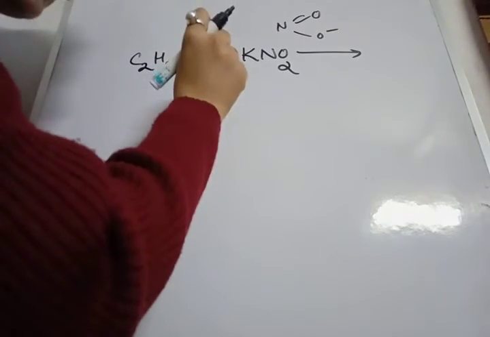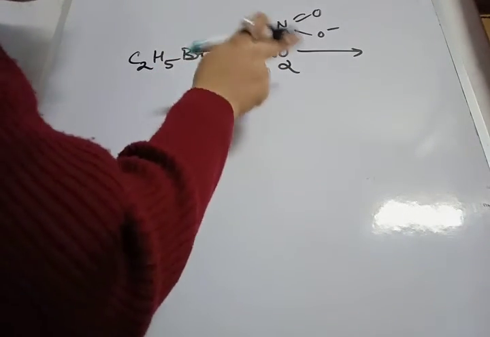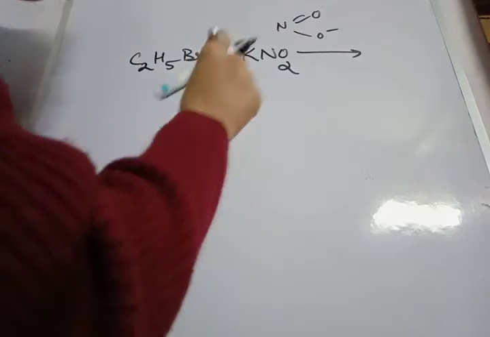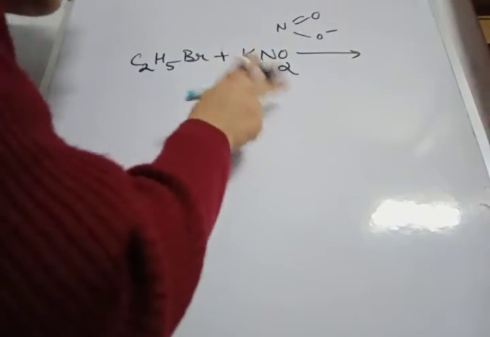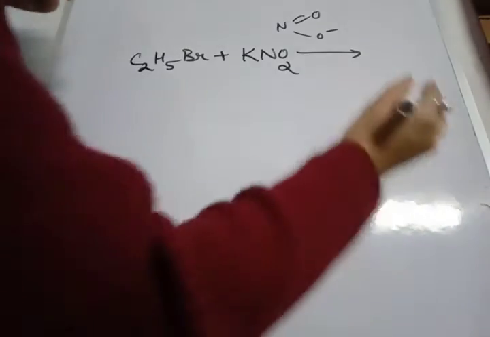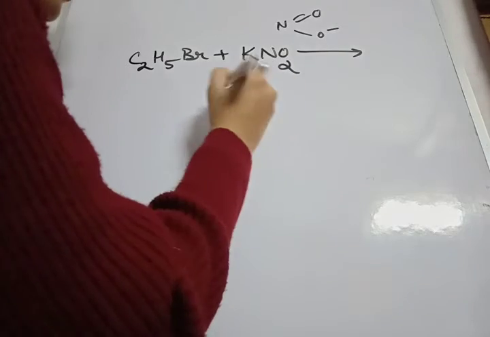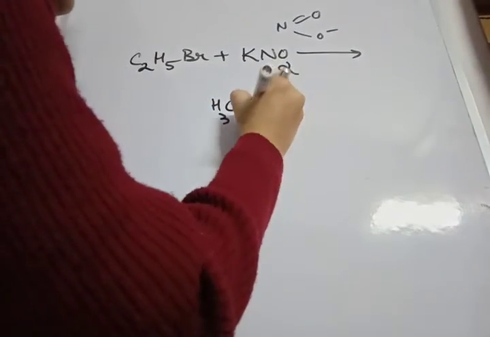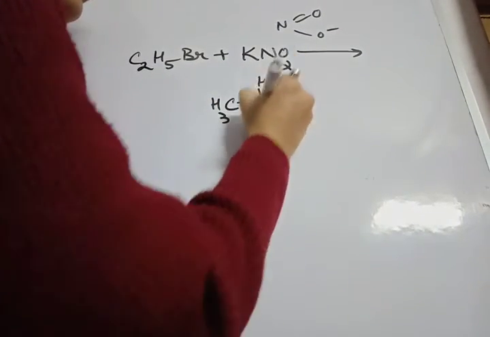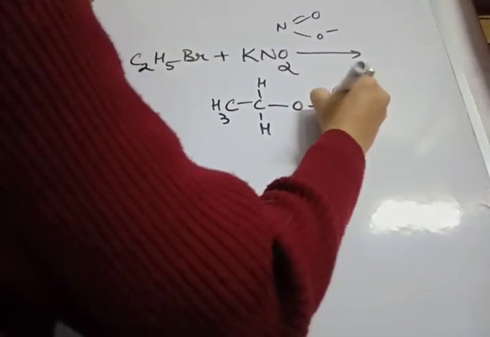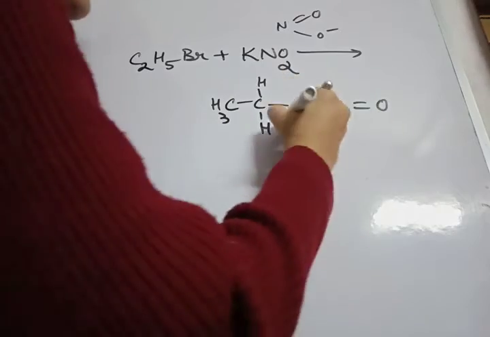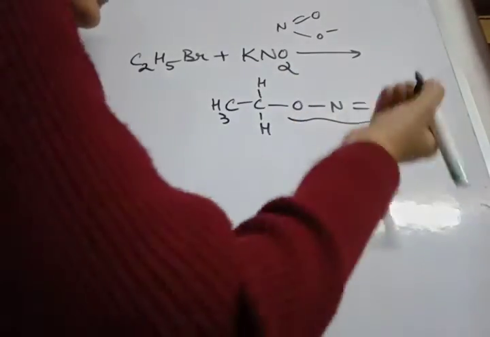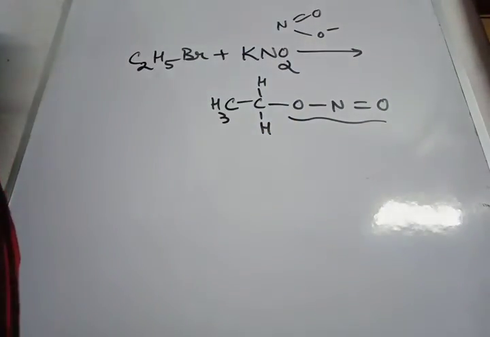KNO2 is an ionic compound. So here both nitrogen and oxygen ends are free. Now carbon-oxygen bonds are stronger than carbon-nitrogen bonds. So in case of this reaction, we get alkyl nitrites as the major product. This one is CH3CH2, ethyl nitrite. Carbon-oxygen bond is formed, and here the byproduct is your KBr.